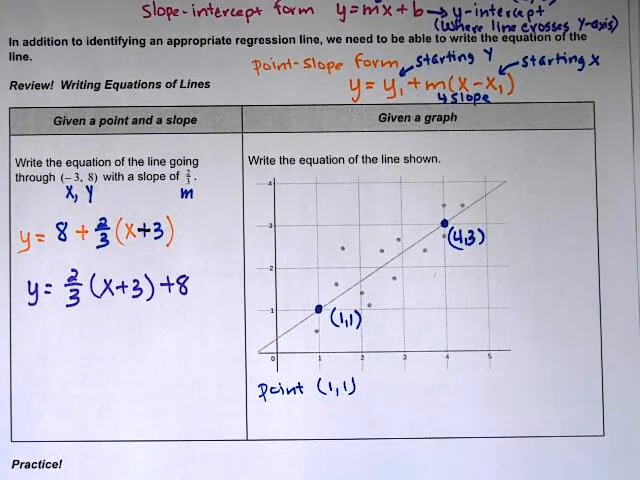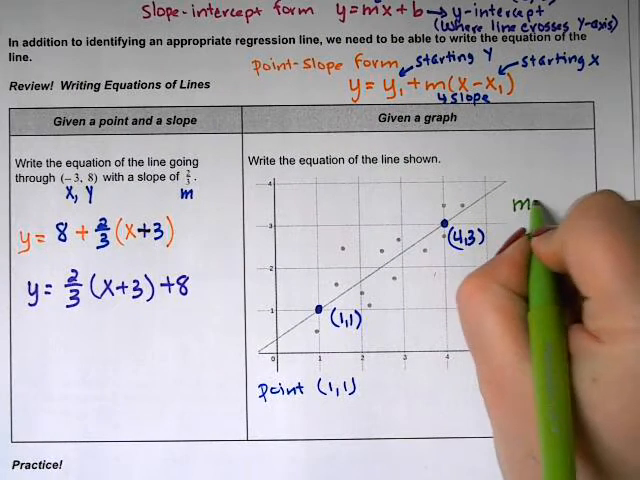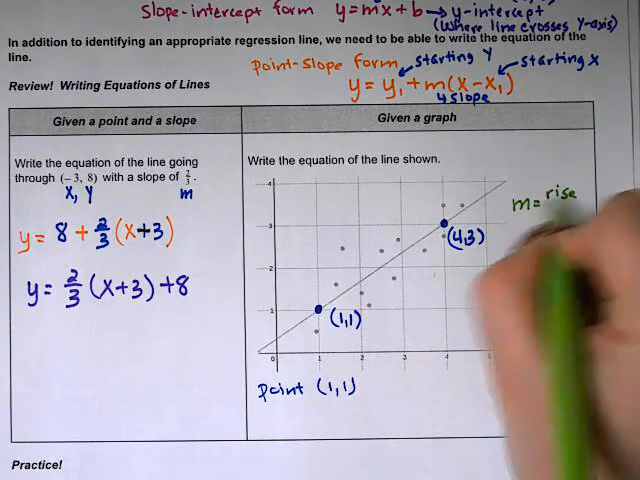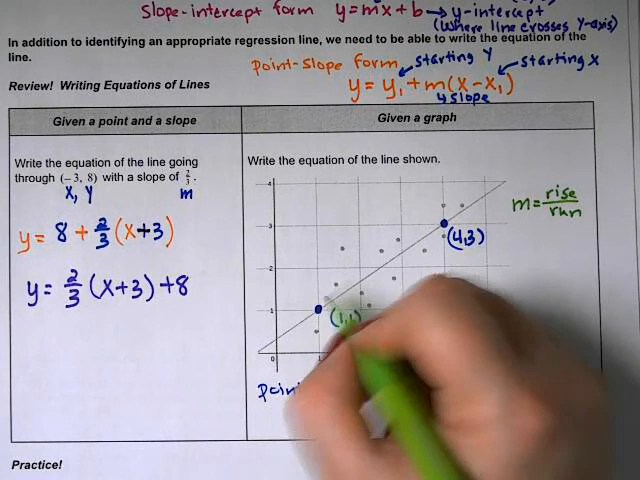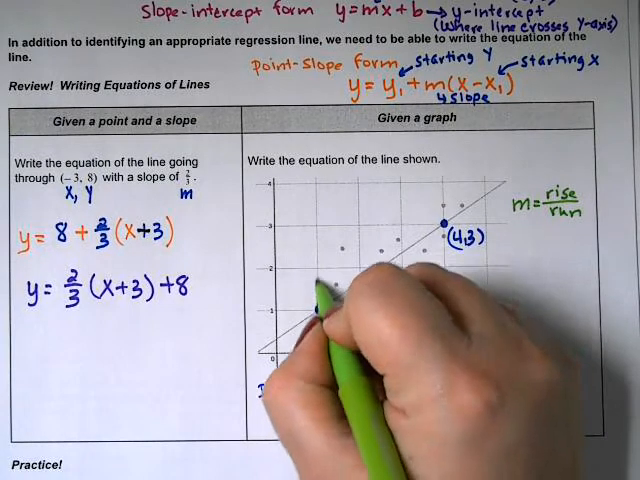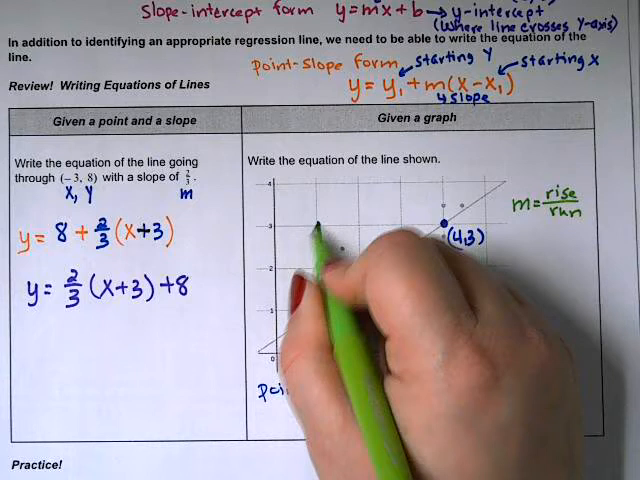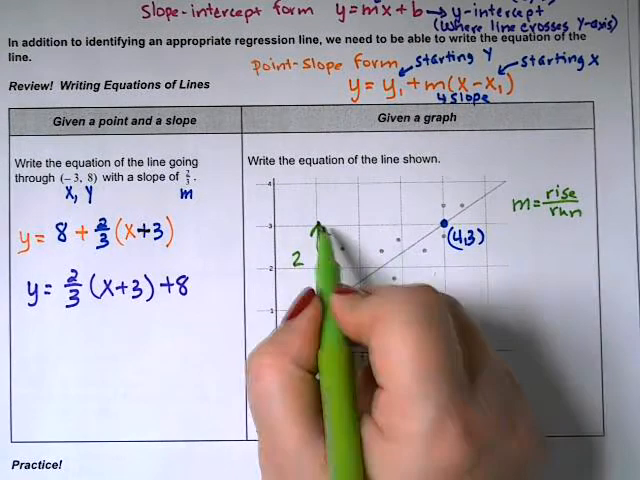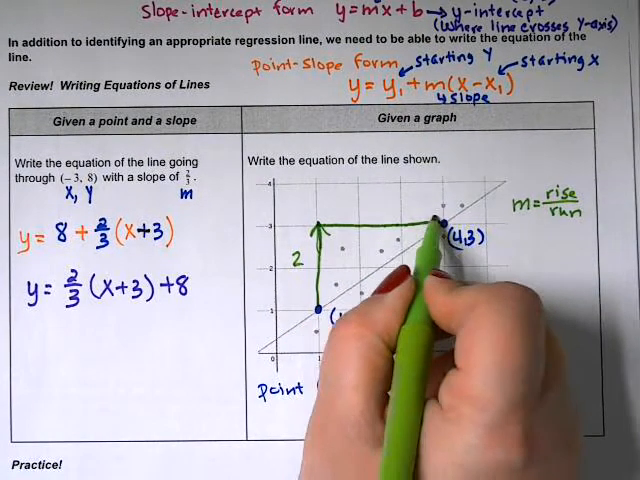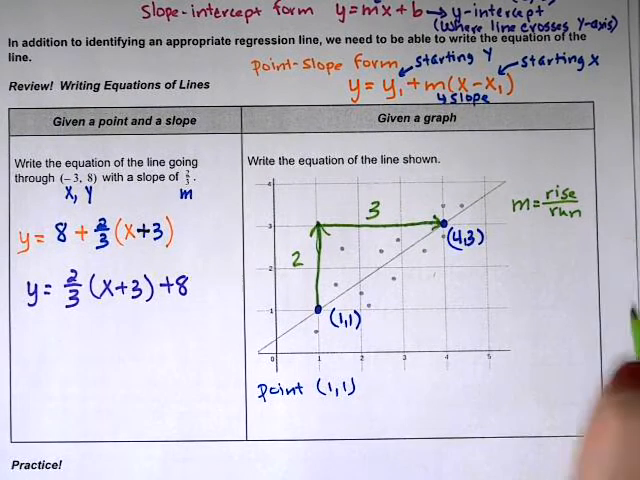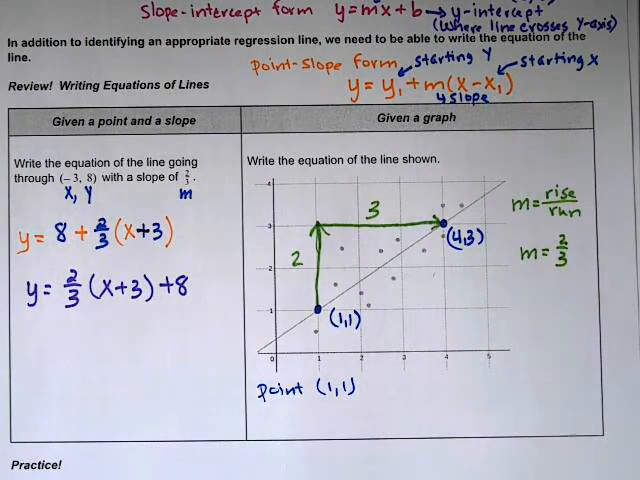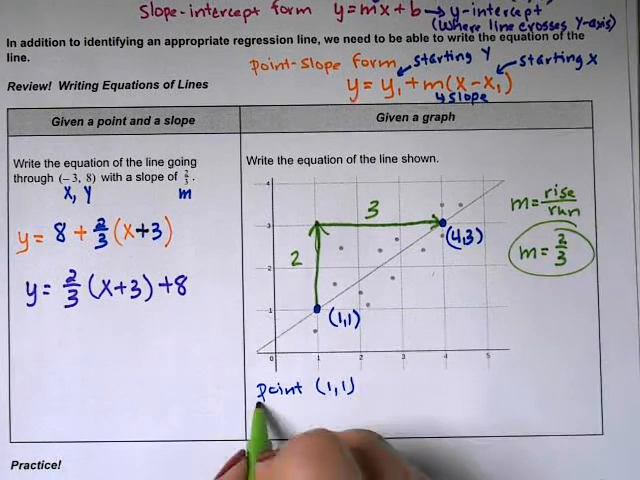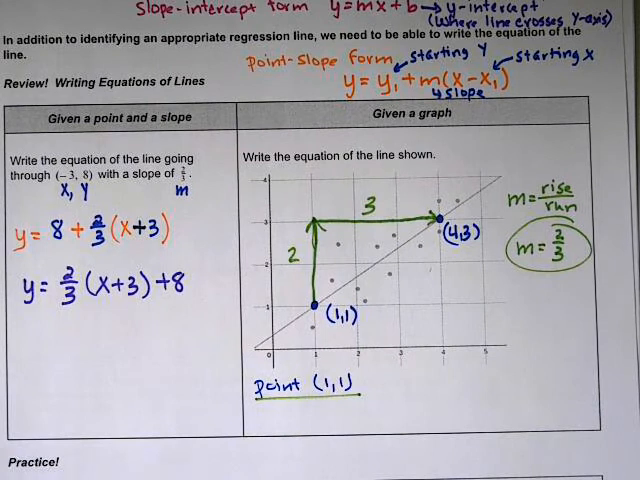And I need to find the slope. The thing we have to remember about finding slope from a graph is it's rise over run. So I'm going to start at the point 1, 1, and I'm going to move to the point 4, 3. So I'm going to go up 2, which means +2, and I'm going to go to the right 3, which means +3. So my slope is going to be 2/3. So I'm going to use this slope and this point to write the equation of my line.